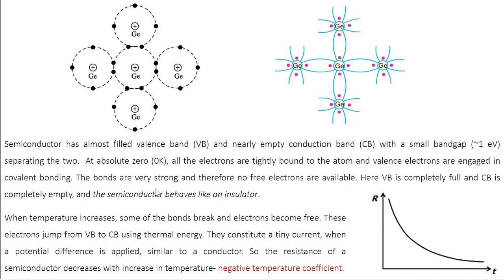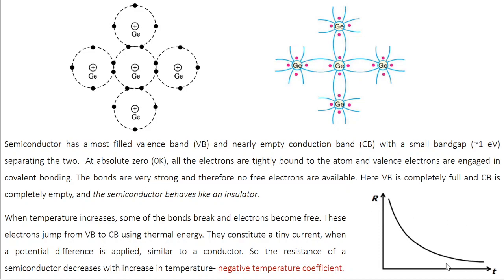So at 0 Kelvin, there was no current. The semiconductor behaves like an insulator. Its resistance is very, very high. But when you increase temperature, current starts flowing in the material when you apply a potential difference, which means the resistance is decreasing. So in the case of a semiconductor, this is a very, very important observation. When you increase temperature, the resistance of the semiconductor is going to decrease. In other words, the semiconductor has a negative temperature coefficient.